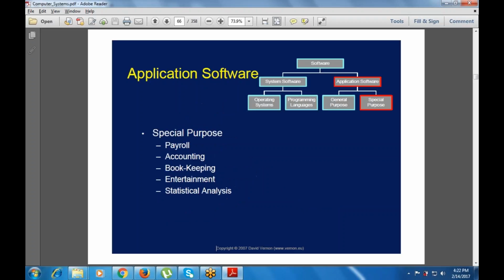Now next is application software, which is also of two types: one is general purpose, one is special purpose. Special purpose includes payroll, accounting, bookkeeping, entertainment, and statistical analysis. So one is payroll, that is for the salary. One is accounting. One is bookkeeping. One is entertainment. One is statistical analysis.